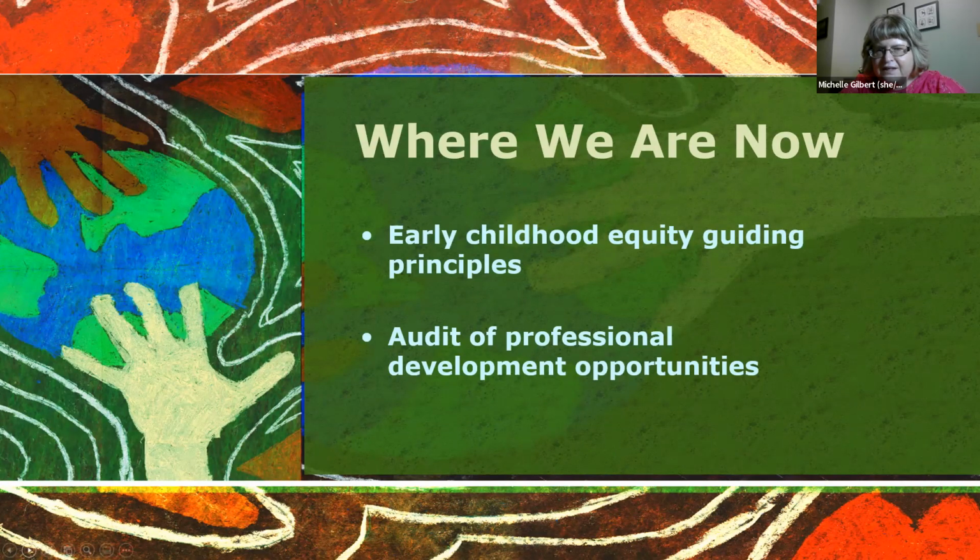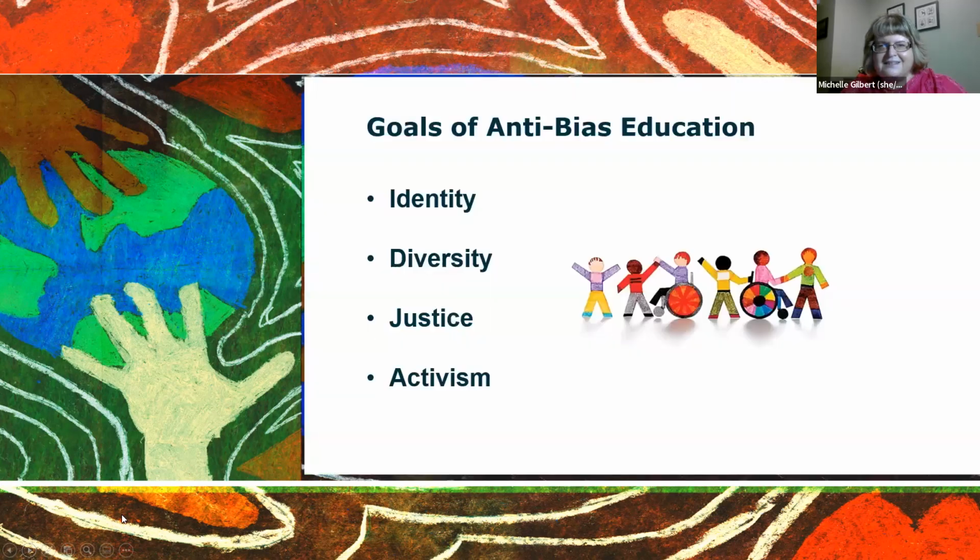And then the last part of this is that we also did, and are doing, an audit of our professional development opportunities. So as Jennifer shared in the data, the needs assessment showed a lot of misunderstanding and maybe lack of understanding about some of the topics that pertain to equity and inclusion and diversity. And so one of the things we're doing is making sure that our system of professional development provides opportunities for providers to learn more and to grow in those areas.